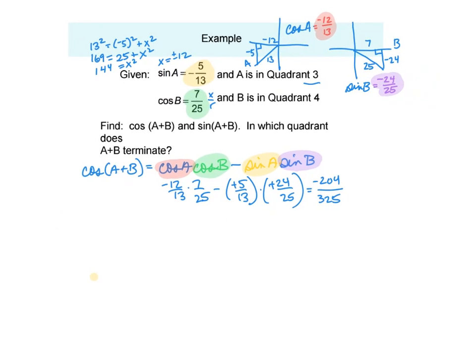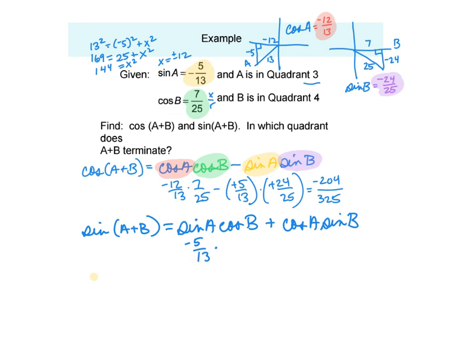I'd like to find sine of a plus b. Same kind of idea. I'm going to write down my formula, sine of a plus b. Remember, Sinbad is with Cosette. Their signs are the same. And now I'm just filling in values. Sine of a is negative 5 over 13. Cosine of b is 7 over 25. Plus cosine of a was negative 12 over 13. Sine of b is negative 24 over 25.